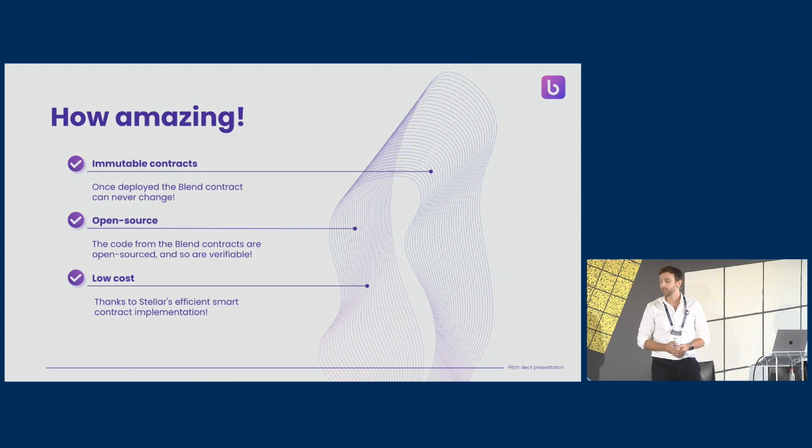And yeah, how amazing is this? Together with Blend, you have immutable contracts. So you have lending pools that you know nobody can poke around in or change anything. Once deployed, it's always going to be the same. Blend is open source, so props to that because it means that everything can be validated as well. So yeah, it's super transparent. And they have really low cost because of the efficient system that Stellar built for smart contracts. So I think that's super amazing, and you can build really nice solutions out of it.